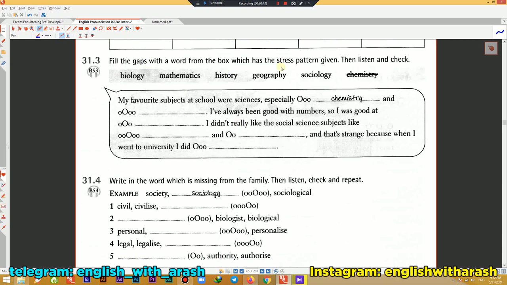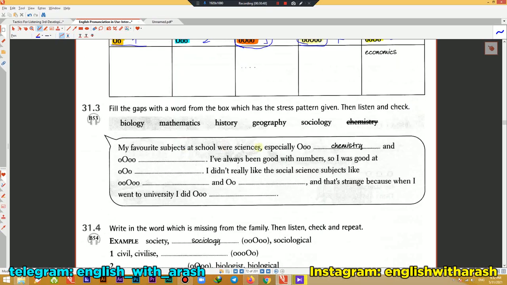Fill in the gaps with a word from the box which has the stress. So we should actually fill in the blanks with these words. Give you a few minutes. You can take a look, and then we will do it. My favorite subjects at school were sciences, especially chemistry. Thank you, Lale. Okay, so it's clear. My favorite subject was chemistry. And the da-da-da, which one is it?